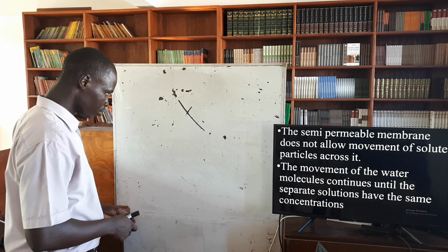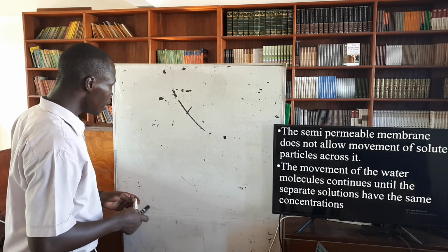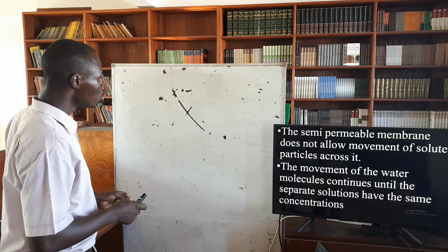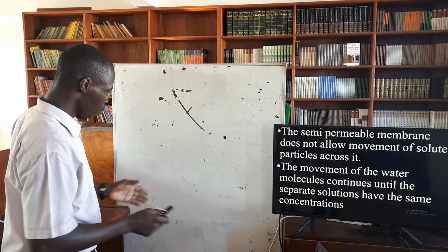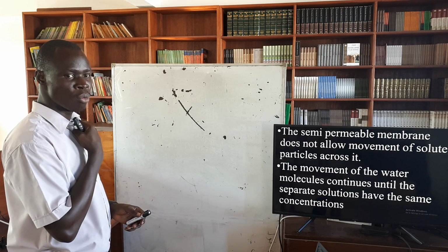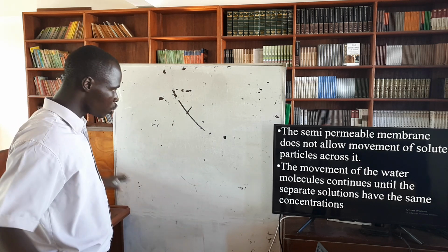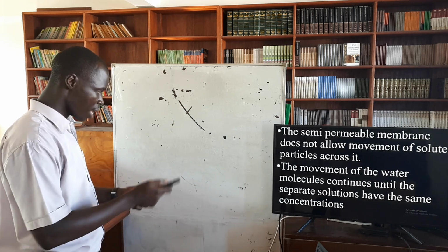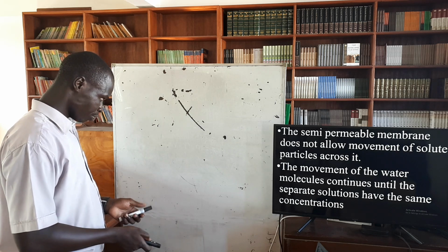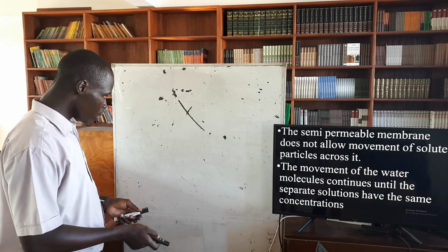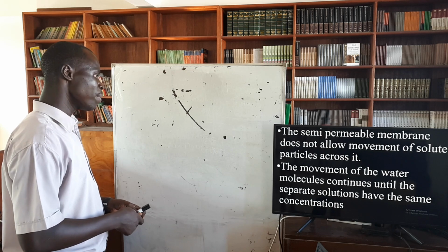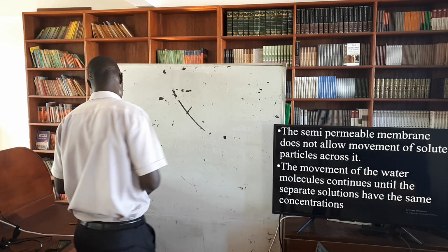So the semi-permeable membrane does not allow movement of solute particles across it. It only allows the movement of solvent particles. But solute particles, as I've already explained, are not allowed. The movement of the water molecules continues until the separated solutions have the same concentration.